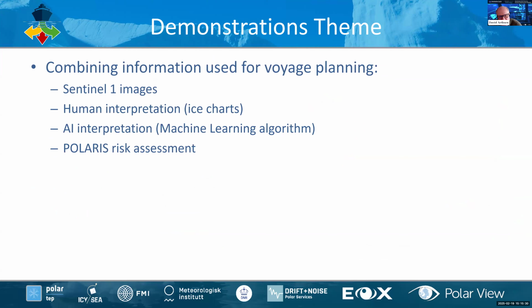So we're going to give you 3 quick demonstrations. They're going to all have the same theme, which is basically how to combine information needed for voyage planning. And that data will consist of Sentinel-1 images, human interpretation of those images, i.e. ice charts from the National Ice Services, machine learning interpretation of the same images, and the Polaris risk assessment.